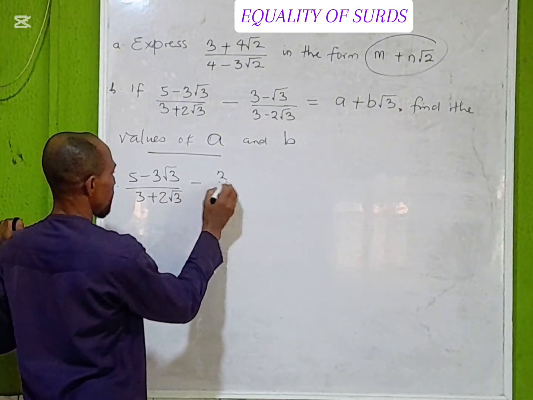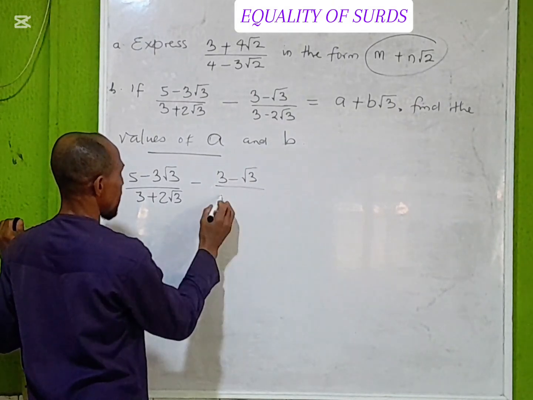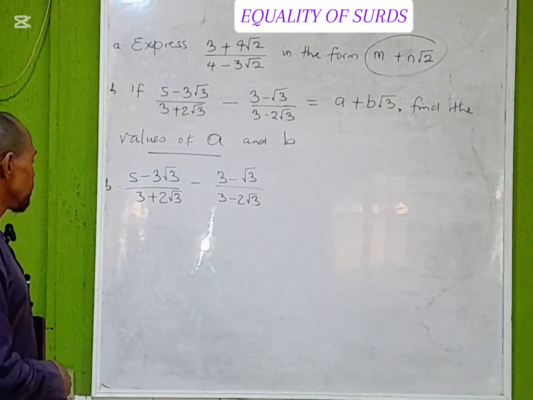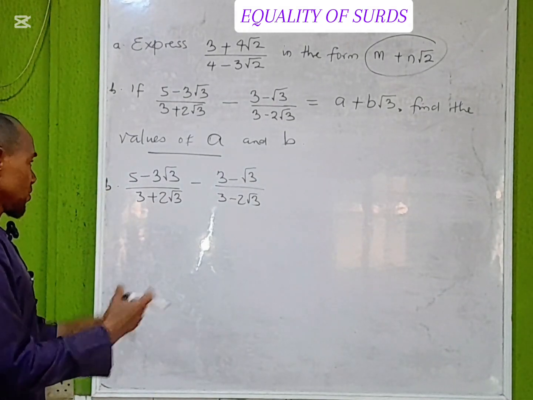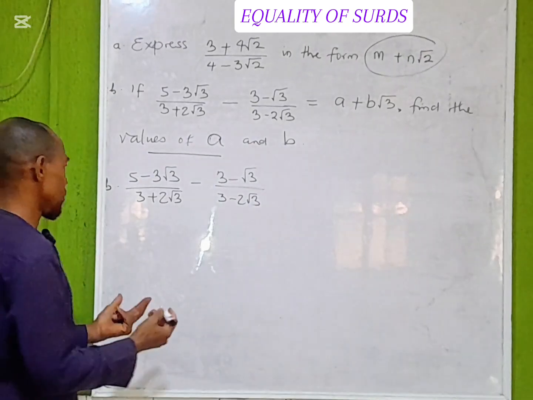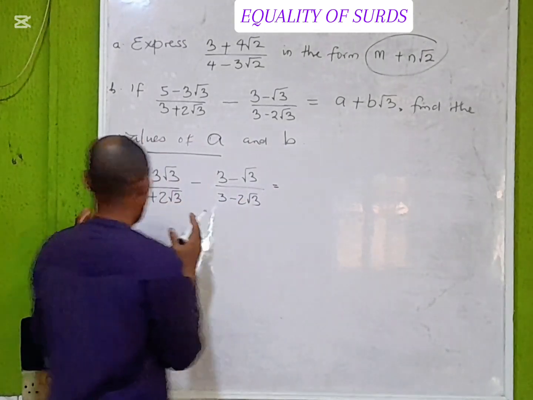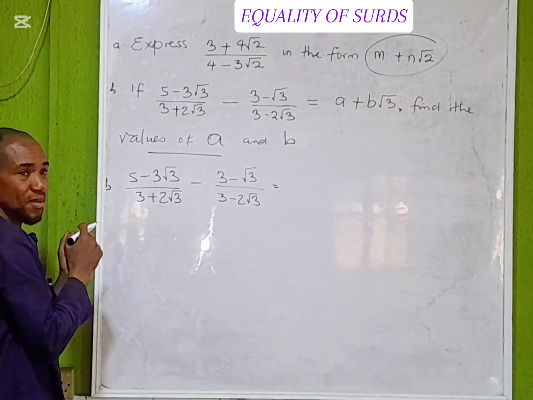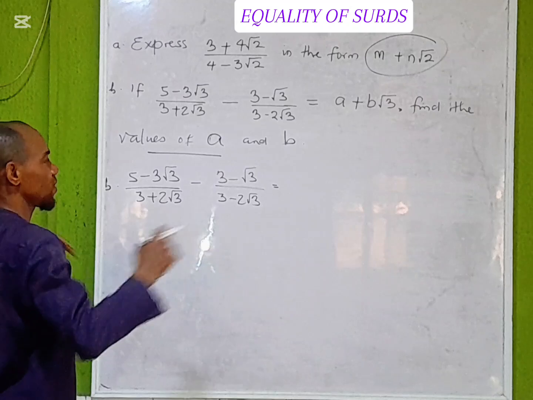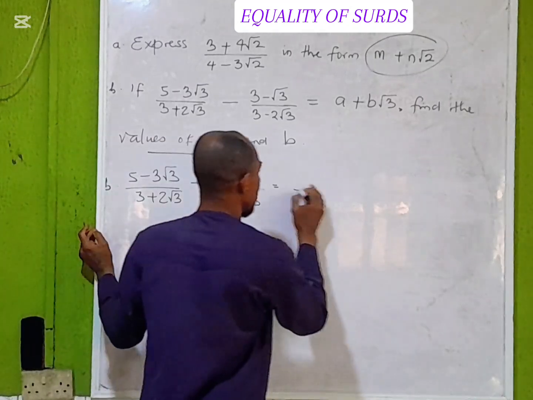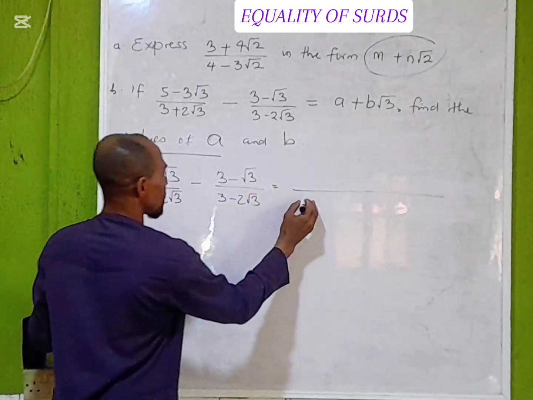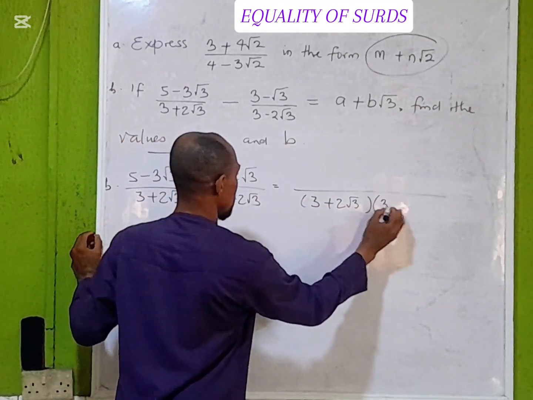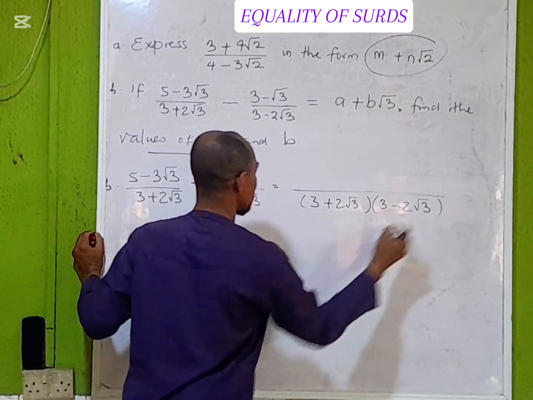Then minus (3 minus root 3) over (3 minus 2 root 3). What you need to do is either solve this one by finding the LCM, which is preferable anyway. You can either solve this one and this one separately and subtract. That's one approach. Or I take the LCM directly, which I prefer anyway. So the LCM here is simply (3 plus 2 root 3) times (3 minus 2 root 3).